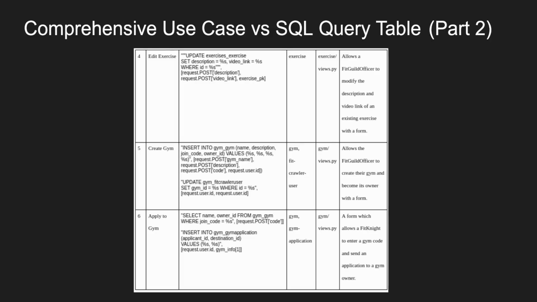In part two here, we can see that users can edit exercises, create gyms, or apply to gyms. So the edit exercise and create gym use cases are limited to the Fit Guild officers, which, for reference, are the trainers for our application. So a Fit Guild officer is able to modify the description, the video link, or the description and the video link of the exercise within a form on our website.